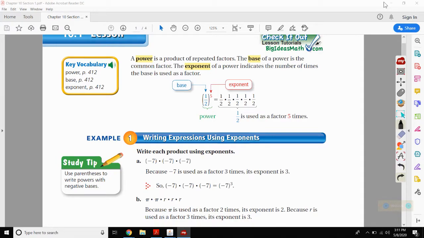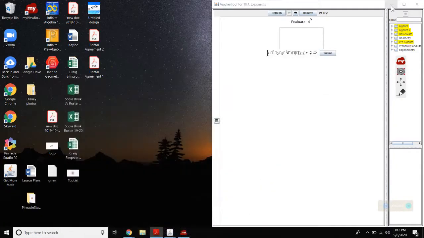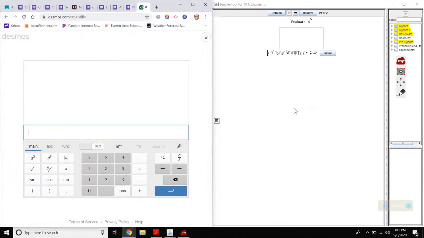So that's how we solve those types of problems. So at this point, let's go to Get More Math. And once I get to Get More Math, we're going to bring my calculator up too. We're going to take a look.